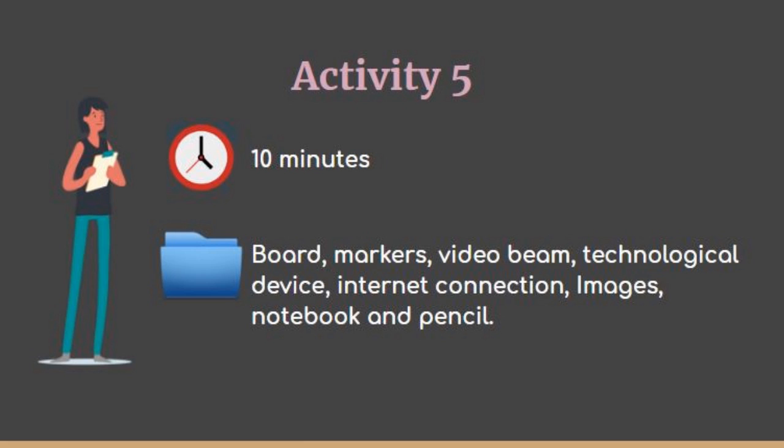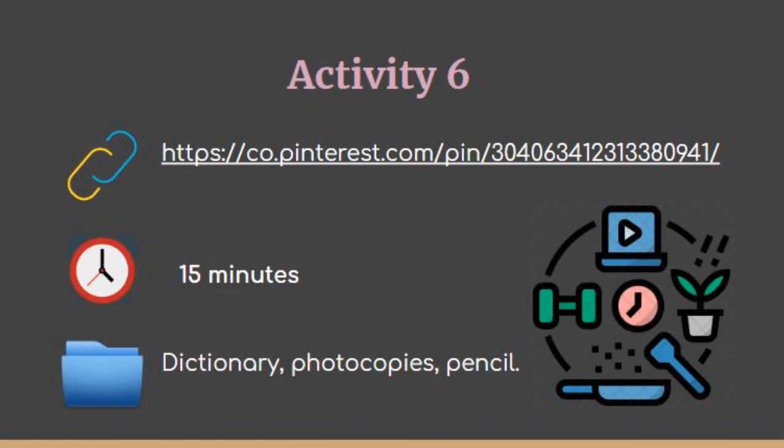Plan B. If they don't have a technological device or there is no internet in the classroom, they should draw the reference to the hobby. Activity 6. Afterwards, we give them an activity in which they must relate the image to the written hobby, so they learn new vocabulary for hobbies. In this activity they will be able to use a dictionary. Duration: 20 minutes. Material: dictionary, photocopies, pencil.